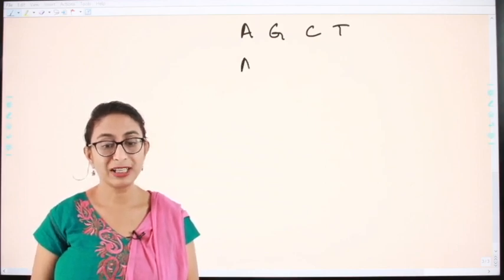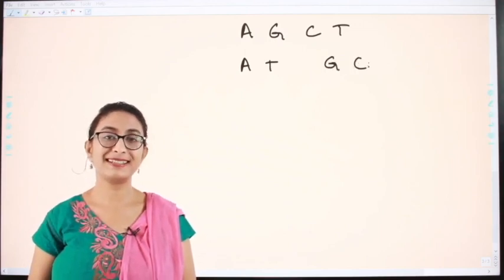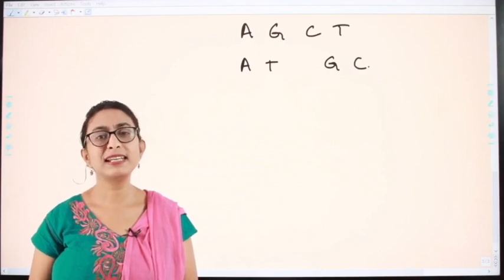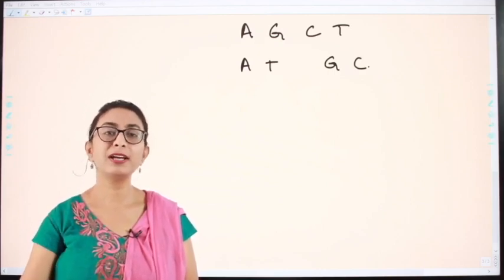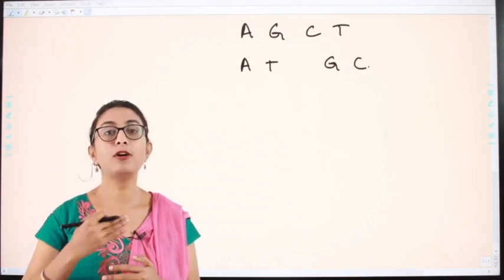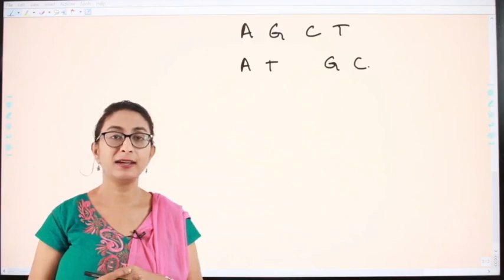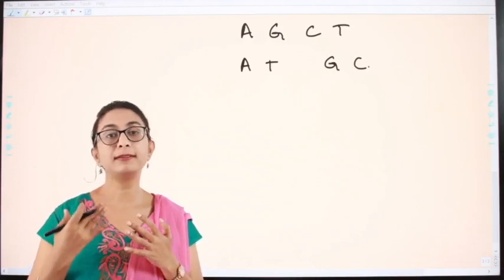Adenine always base pairs with thymine and guanine always base pairs with cytosine, isn't it? So what is DNA replication? DNA replication is forming a duplicate, another exact copy of the existing DNA, right? So just like how we make a photocopy, right?